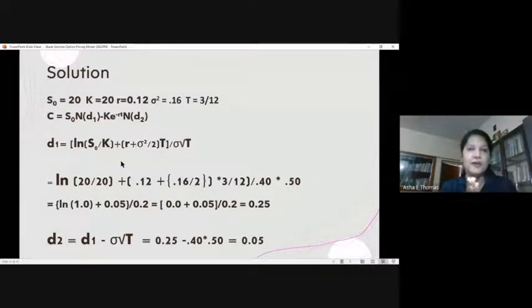So we multiply that value with D1, and then of course we have to compute K into e raised to negative rt. K we know the value is 20 into e raised to negative rt, for which we will be looking at the anti-logarithm table to get the value of it. We already learned that, and then into the normal distribution value of D2. So this is what we are going to do.